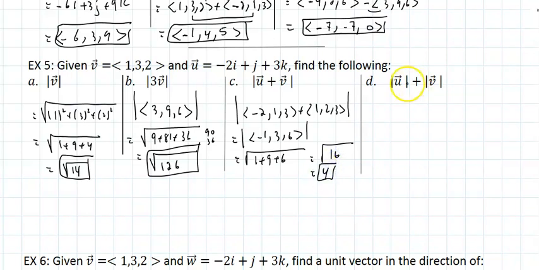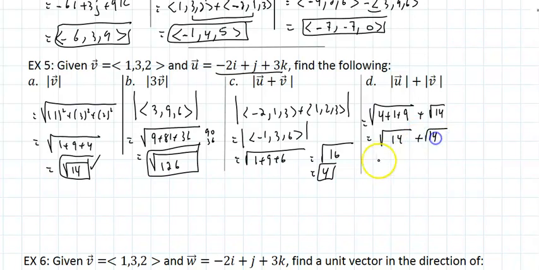Versus the magnitude of u. Well, the magnitude of u by itself is the square root of, and there's u, negative 2 squared is a 4, 1 squared is a 1, and 3 squared is a 9. Plus the magnitude of v, which I already found to be the square root of 14. So that would be the square root of 9, 10. Wow, did I make a mistake? They both have the same length? Oh yeah, it's just a coincidence. I didn't anticipate that, but it's all good. It doesn't matter.